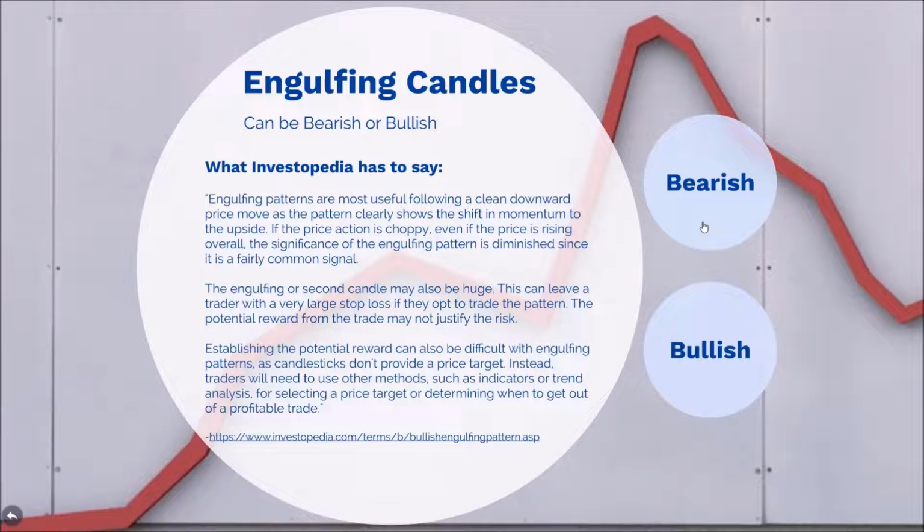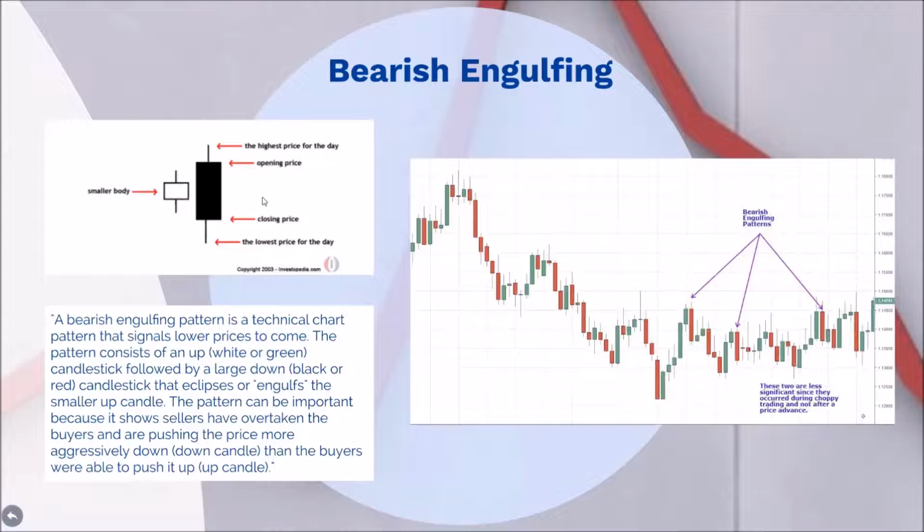Okay, so let's just take a look. We've got bearish. A bearish engulfing candle is going to be preceded by a white or a green candle. Then the bearish engulfing candle is going to engulf the entire body of the smaller candle. Notice the body of this black candle, and also over here on the charts, you can see the bodies of the red candles completely engulf the green or white candles that precede them. That's key. The pattern can be important because it shows sellers have overtaken the buyers and are pushing the price more aggressively down.